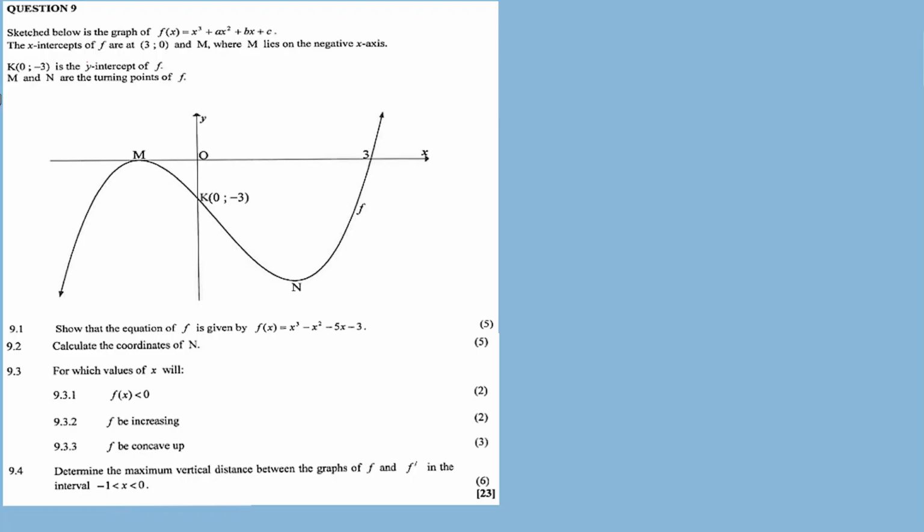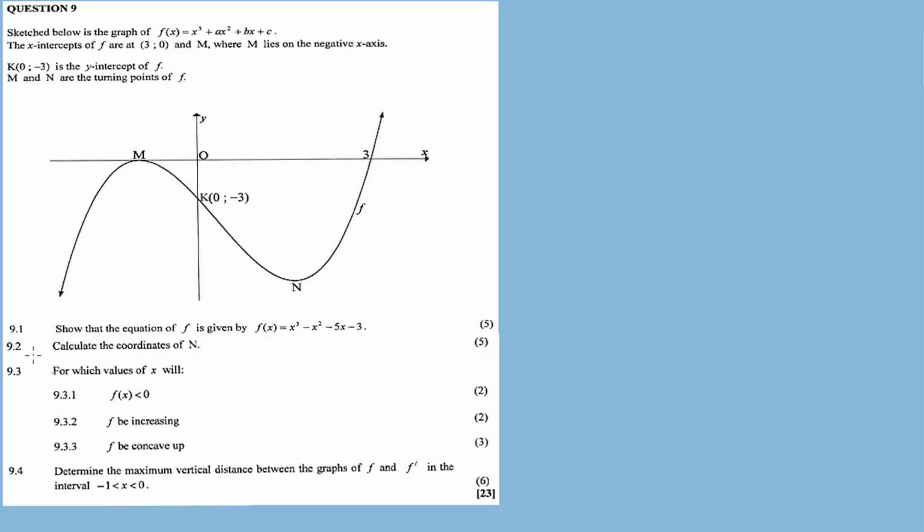So this is f of x, and then basically the x-intercepts of f are 3 and 0 and m. So m no 3 are the x-intercepts, where m lies on the negative x-axis. K is the y-intercept of f, and then m and n are the turning points of ubani of f. So basically this cubic function iyafana ne parabola, but this time it has 2 turning points instead of having 1.